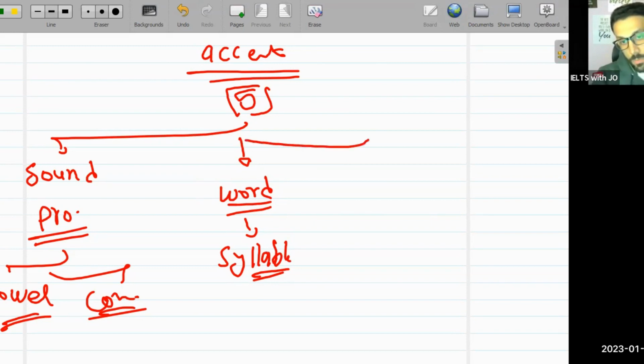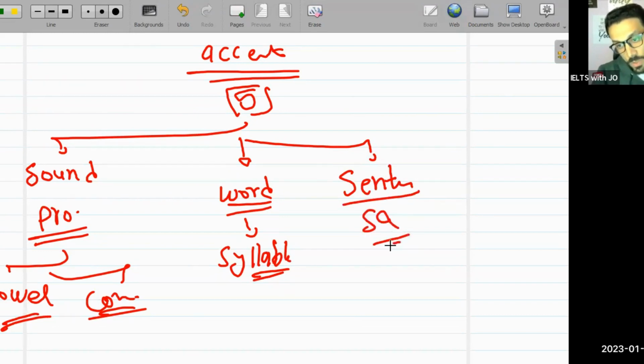And then we're going to move to a higher level, the item of sentence stress. What does it mean by sentence stress? It means putting these words into a full sentence and knowing how to pronounce a full sentence in a very accurate way without making mistakes, with the stressing of words inside the sentence itself, not only at the level of sound production or word stress.